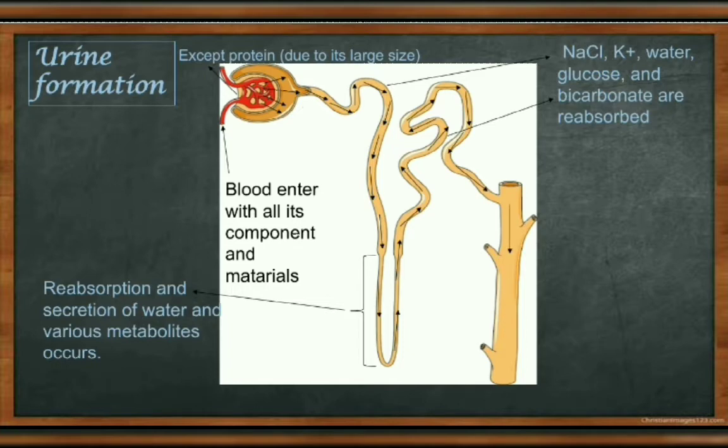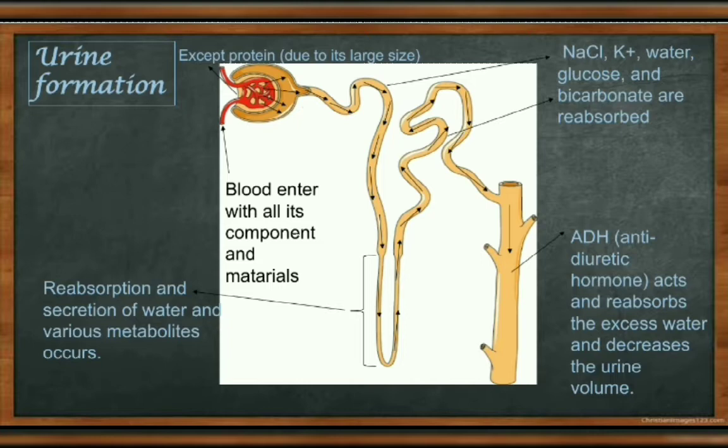When it enters the collecting duct, this one is the collecting duct, okay. In the collecting duct, one hormone is present, the ADH hormone, that is anti-diuretic hormone. Sometimes in an emergency situation we hold our urine, and at that time this ADH hormone will be released in our body, which reabsorbs the excess water and decreases the urine volume, okay.